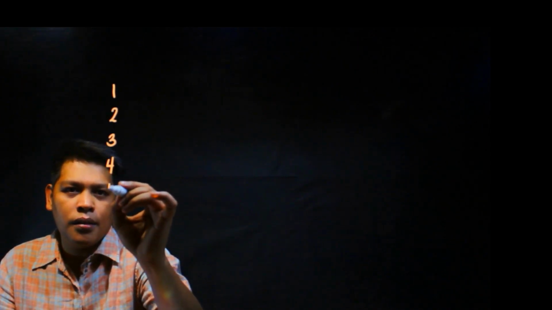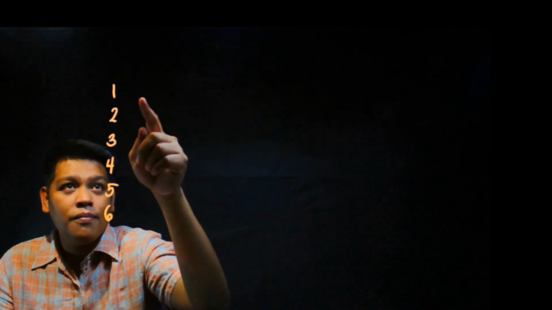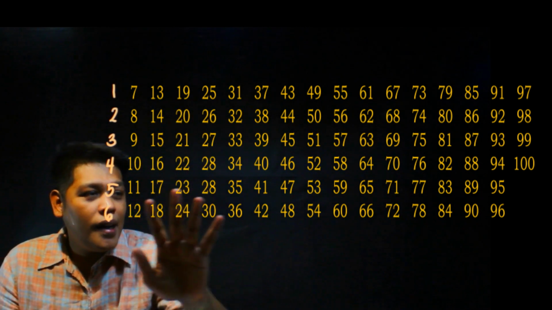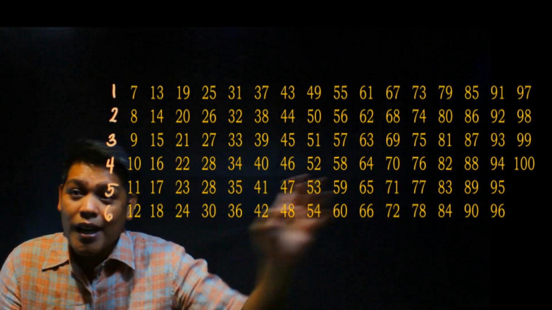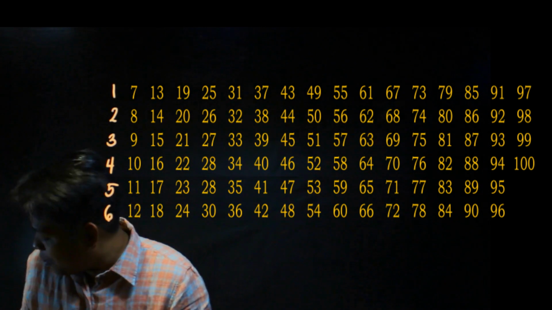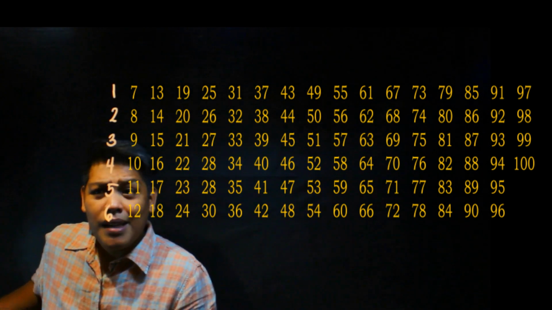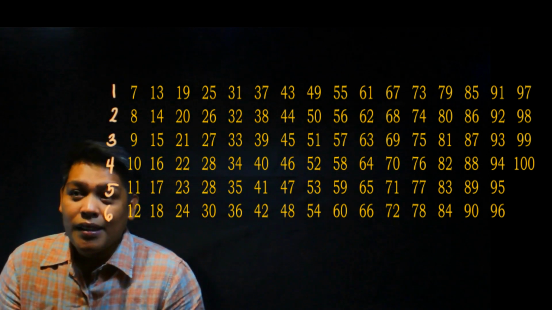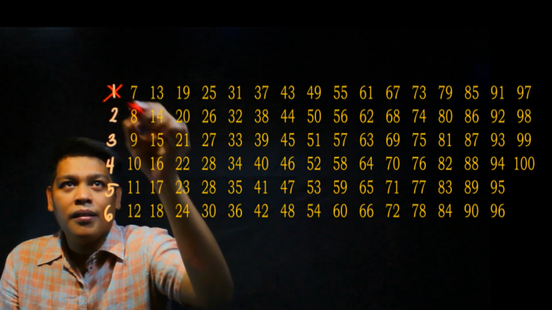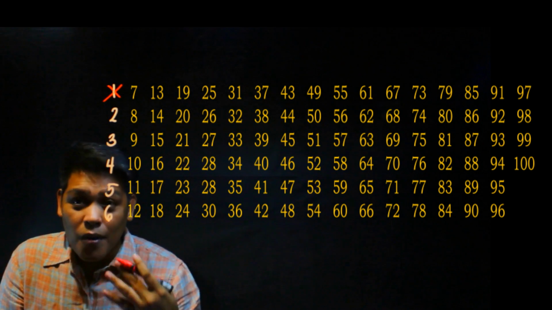So, 1, 2, 3, 4, 5, 6, tapos ilagay natin dito yung 7, 8, 9, 10, 11, 12, hanggang mabuo natin yung 100. So, para malaman natin kung prime numbers ba sila o hindi, magsisimula na tayo muna sa number 1. Sa number 1, prime number ba to o hindi? Sabi natin sa definition, greater than 1. So, ibig sabihin, hindi siya prime number at hindi rin siya composite number.